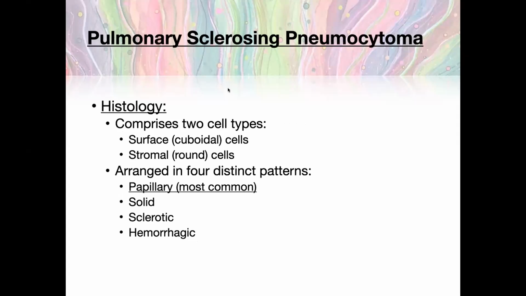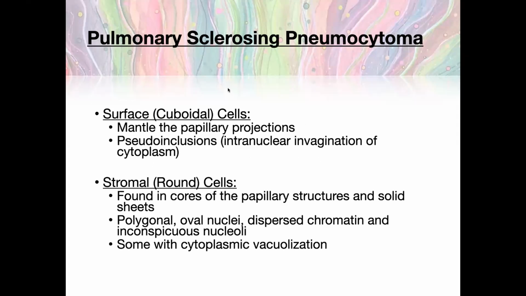These can be seen in 4 patterns, but the papillary arrangement is the most common. The surface cuboidal cells mantle the papillary projections, and some may have pseudo-inclusions. The stromal cells are found in the cores of the papillary structures and form solid sheets. They are polygonal, have oval nuclei, dispersed chromatin, and inconspicuous nucleoli. Some may also have cytoplasmic vacuolization.